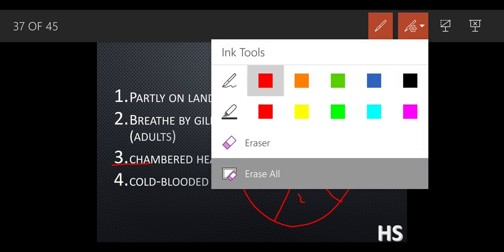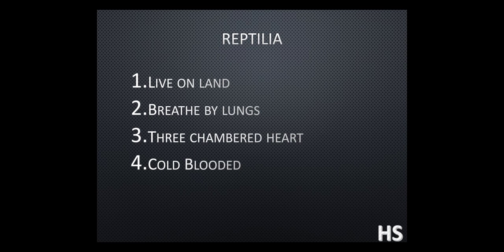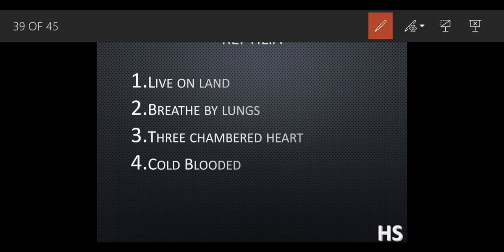Now we are going to move to the next. These are the toad, salamander and frog. Now we are going to discuss the Reptilia. What does that mean? Reptiles means the creeping animals, like snake and all. If you look at the snake and lizard, they do not have limbs, they move with the help of the body. So they are known as the creeping animals.